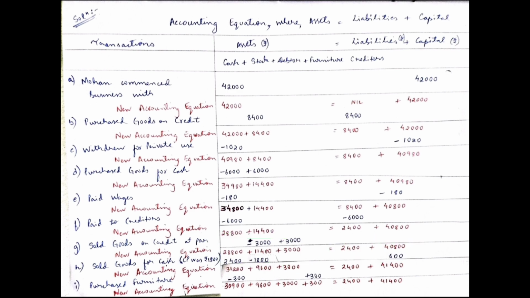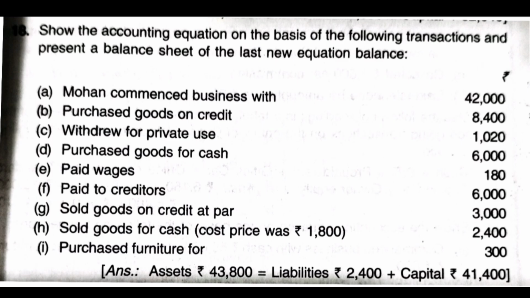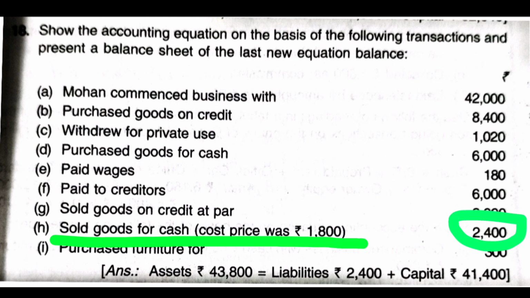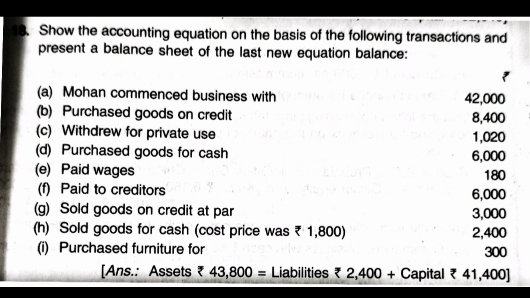Now, next business transaction is sold goods for cash 2,400. All right, but the cost price was 1,800. This is very important. Please pay attention. Sold goods for cash rupees 2,400, but the cost price was 1,800. So in such circumstances, what are you going to do? Think from the perspective of the business. Please pause the video for a moment and try to think what will be the treatment.